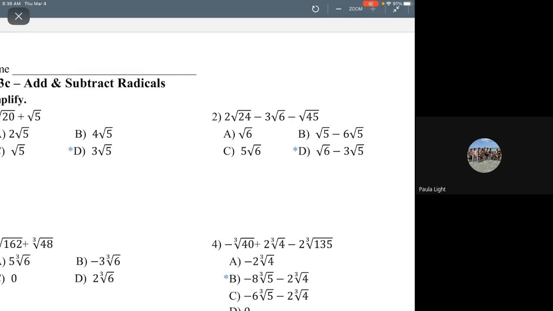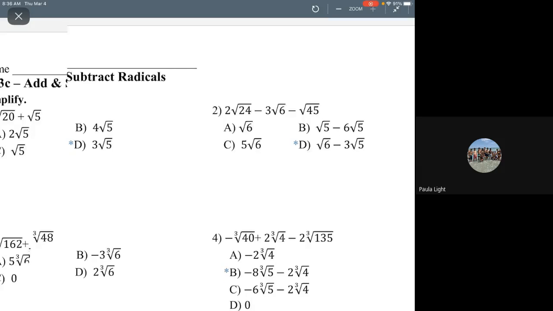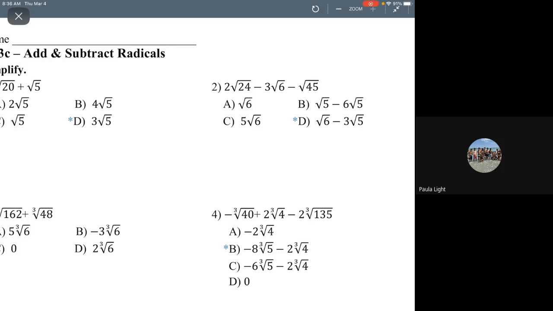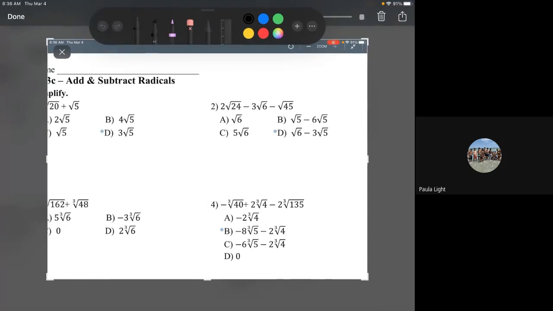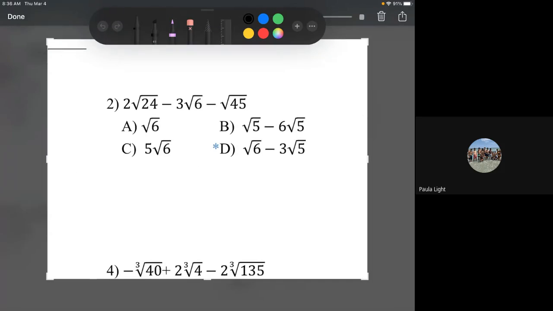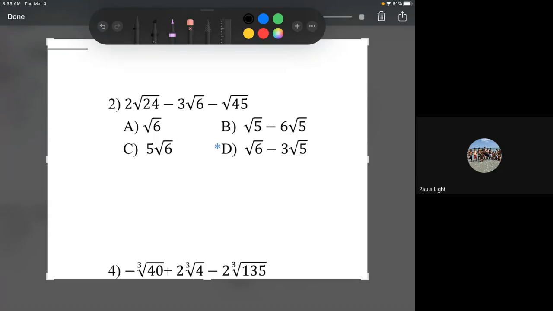Okay? So the answer to number 2 is D. But how did they get D? So I'm going to work this one for you. Well, you guys are going to help me. All right. Clearly, they're not all the same. And I would start on the left and start with the 2 radical 24. How could we change 2 radical 24? How could we break apart 24? This is my scratch work.